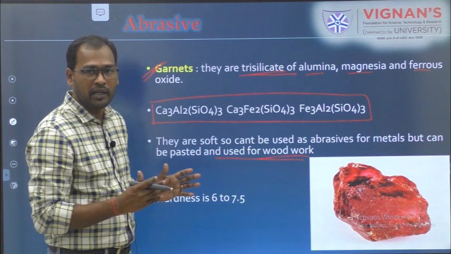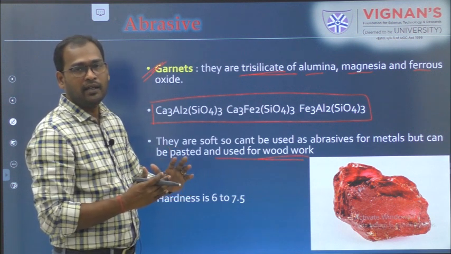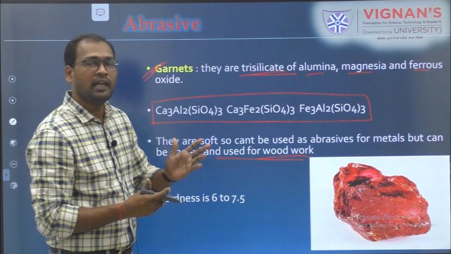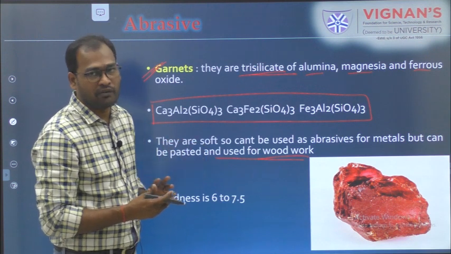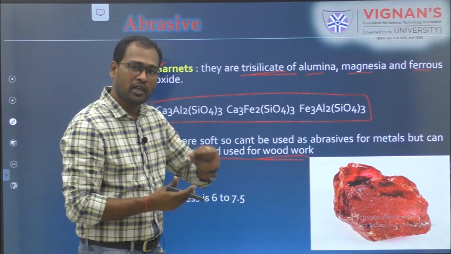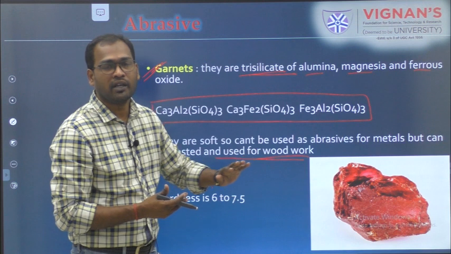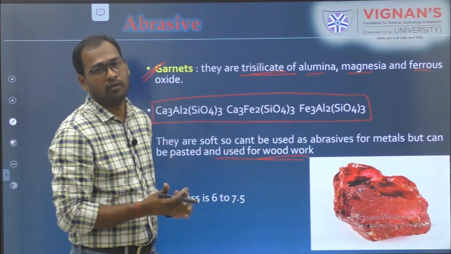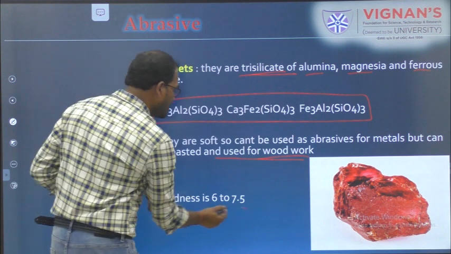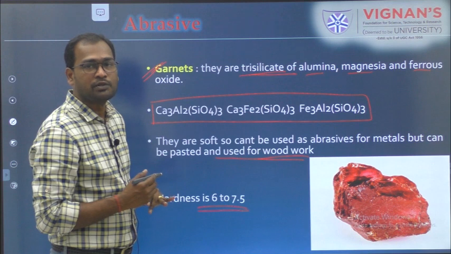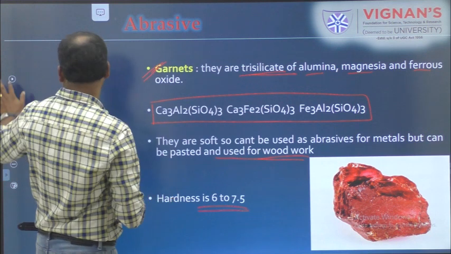Since these garnet materials are not that hard, they are not used to polish any metal surfaces. Instead, they can be used to polish wood surfaces. So, that is why this has been used. Here also, they will make it into a fine powder, make it a fine coating over a paper or a cloth, and then that sheet will be used. The hardness for this ranges from 6 to 7.5 as per the Mohs scale.